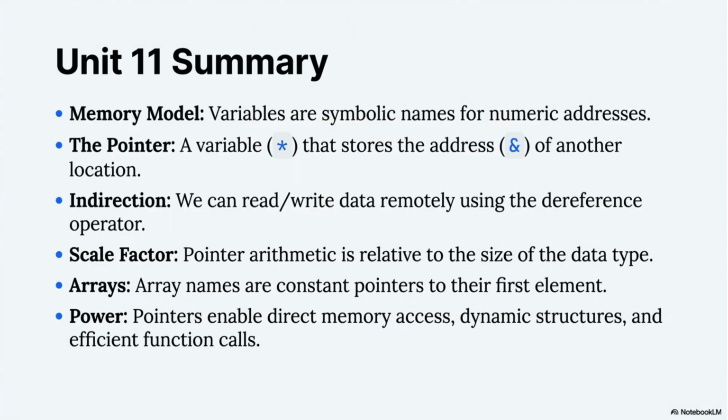To summarize, variables are names for addresses, and a pointer stores an address. Indirection allows remote data access. Pointer arithmetic is relative to the data type size. Arrays are constant pointers, and pointers enable direct memory access and efficient function calls.